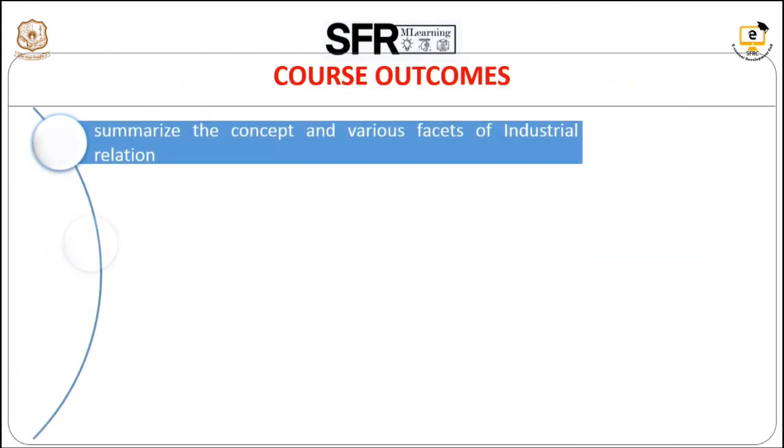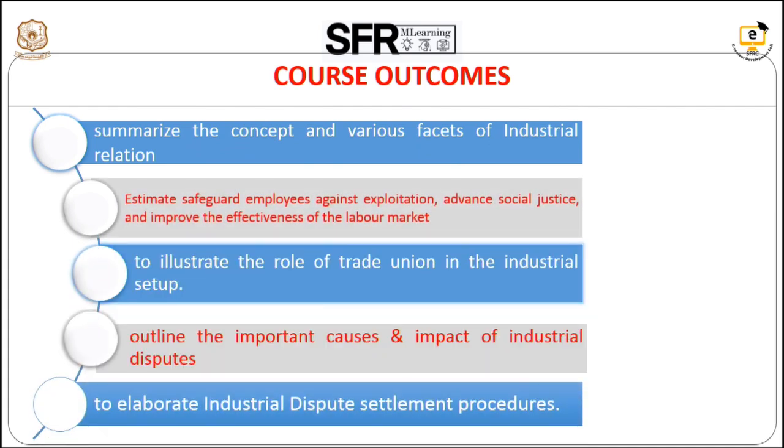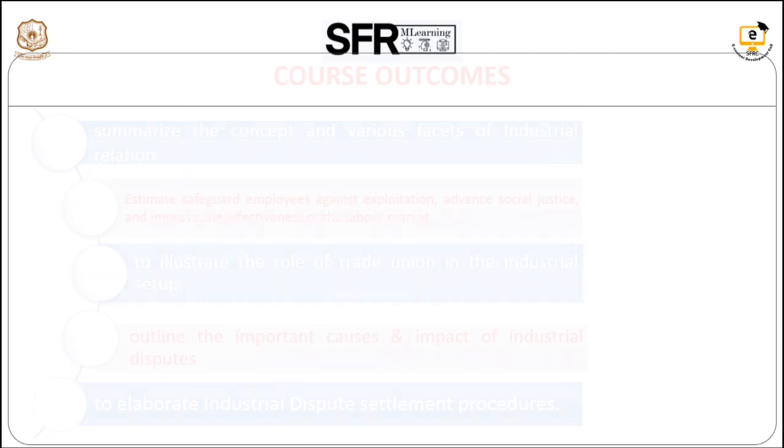Let us see some of the course outcomes of industrial relations. Summarize the concept and various facets of industrial relations. Enumerate how to safeguard employees against exploitation, advance social justice, and improve the effectiveness of the labor market. Illustrate the role of trade unions in the industrial setup. Outline the important causes and impact of industrial disputes, and elaborate industrial dispute settlement procedures.